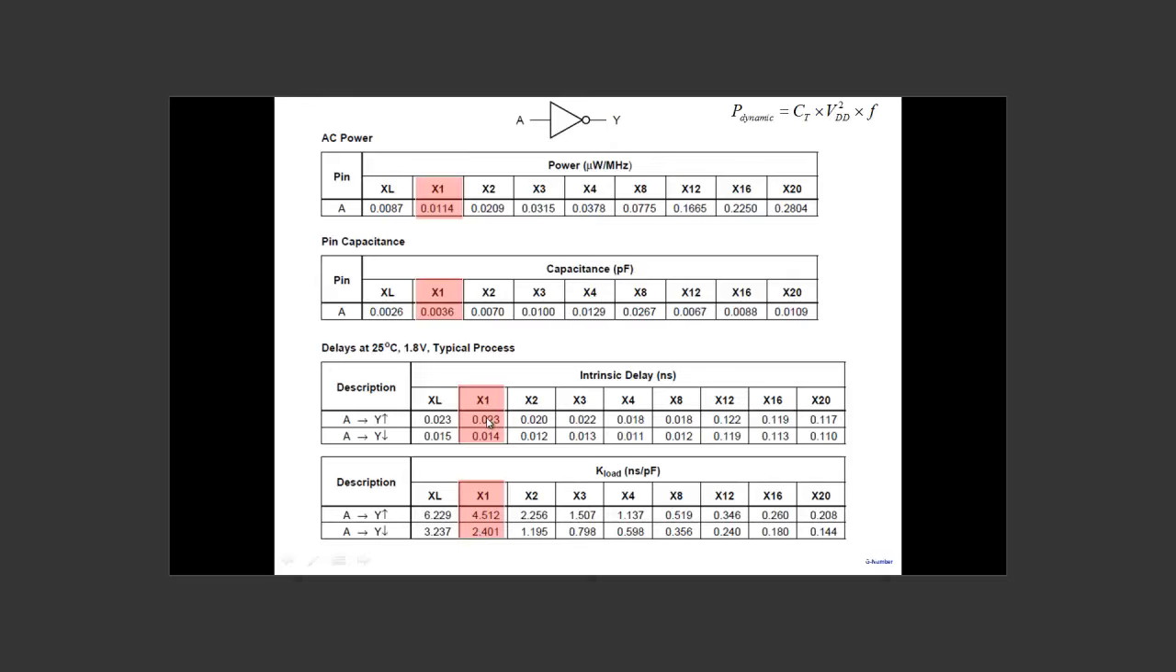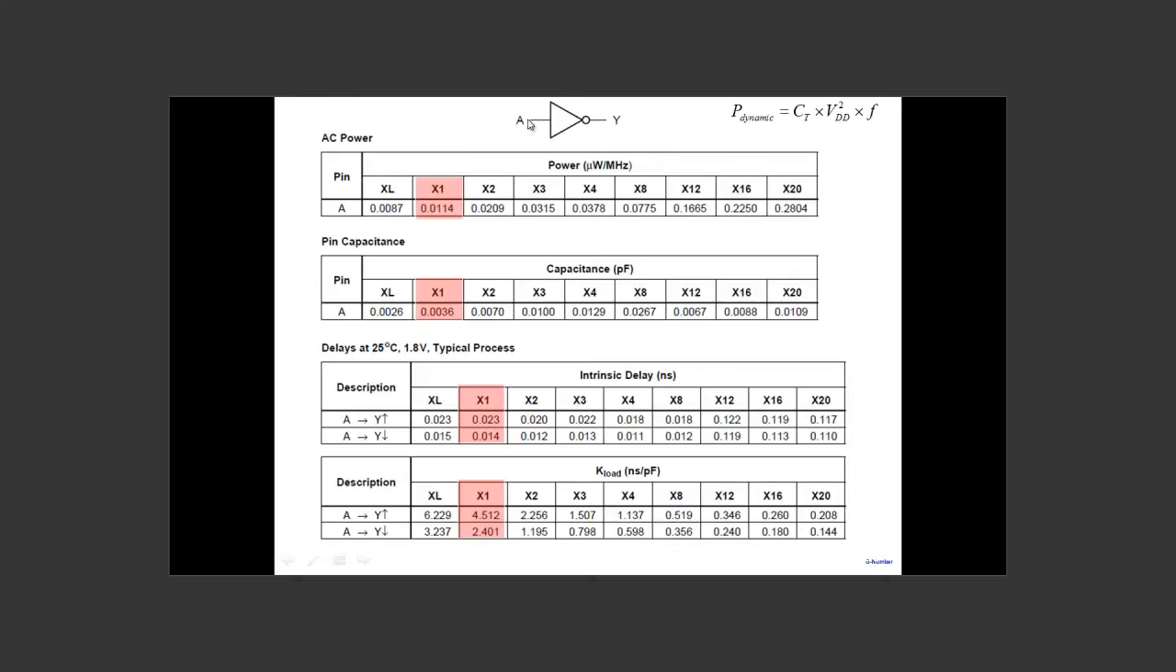Now, along with that, the manufacturer is also listing that if you take this node A and toggle it, apply a clock, how much power is dissipated because of this capacitance here. So dynamic power is C times VDD squared times F. If you take dynamic power and divide by F, you get watts per megahertz. If you apply 1 megahertz here, you'll get some power. So you get 0.0114 microwatt per megahertz. So it's listing the power dissipated because of the capacitance here.